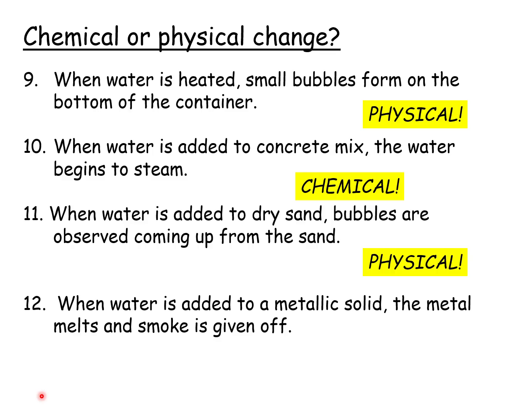And then the last one, when water is added to a metallic solid, the metal melts and smoke is given off. All right, so we have heat being released because the metal is melting. Smoke being given off tells us that we got something doing something and we're forming a new substance. So that's very definitely chemical.